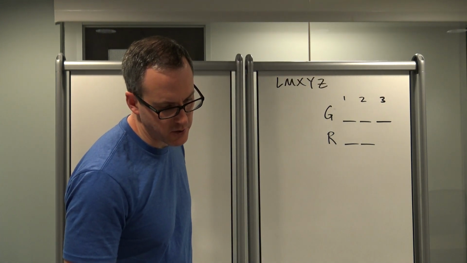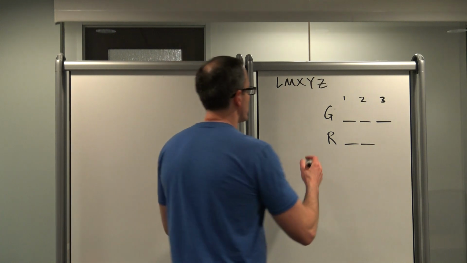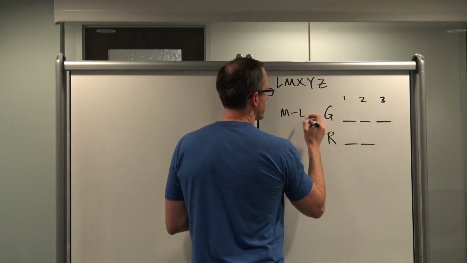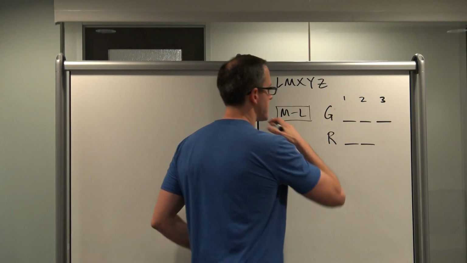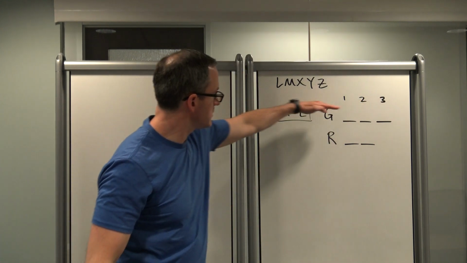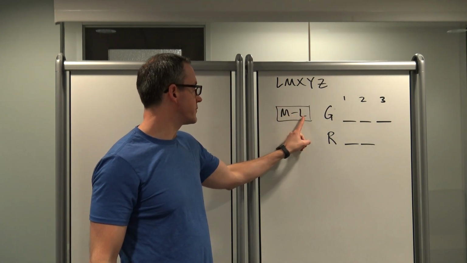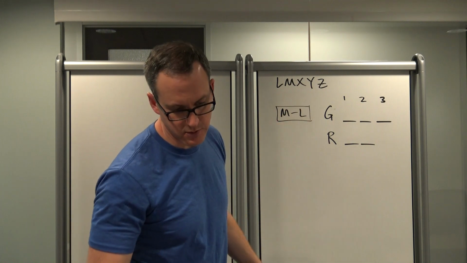M's speech must be earlier than L's and in the same room. So I don't know whether it's top or bottom, but M is going to be before L and in the same row. Either it's going to be up here or down here. I know M has to come before L, but there could be space in between.